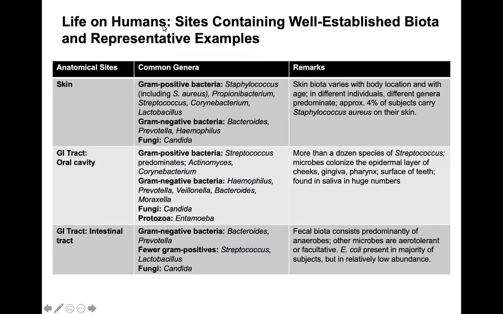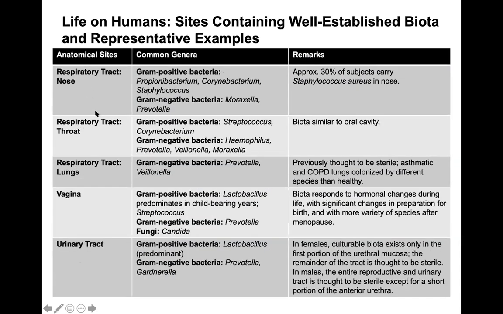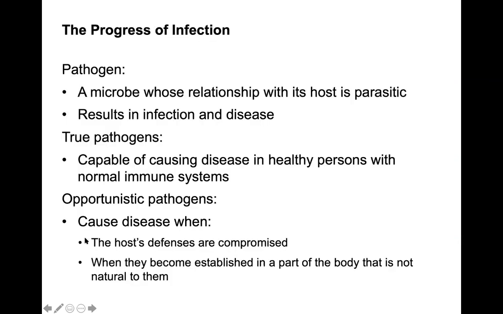So, life on humans: sites that contain well-established biota and representative examples. Again, a lot of these you've seen already from Unit 3. These are sites where we have normal microbiota, and you should be somewhat familiar with what types of bacteria are found in each of those. Skin, GI tract, oral cavity, the intestinal tract, respiratory tract, especially in the nose and throat, very little in the lungs, vaginal tract in females, urinary tract. Those are all sites where we find these organisms.